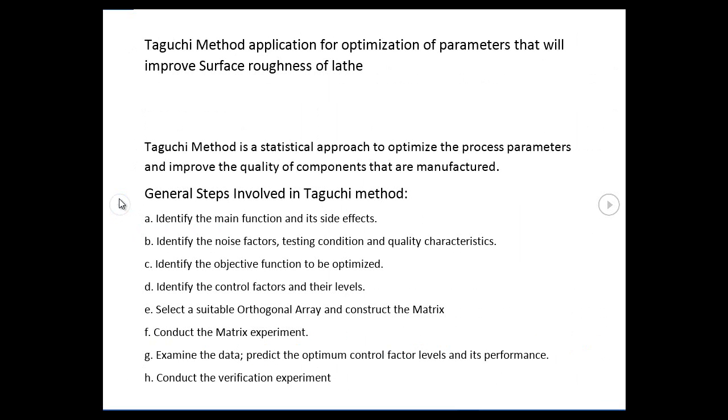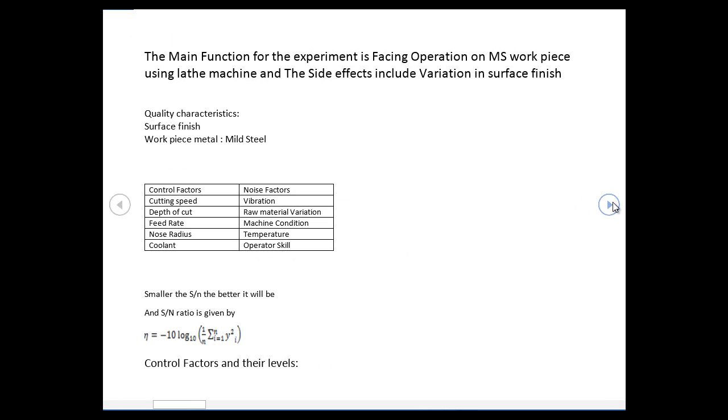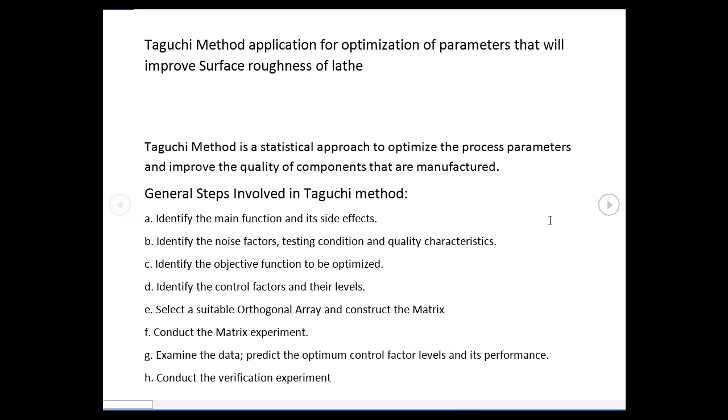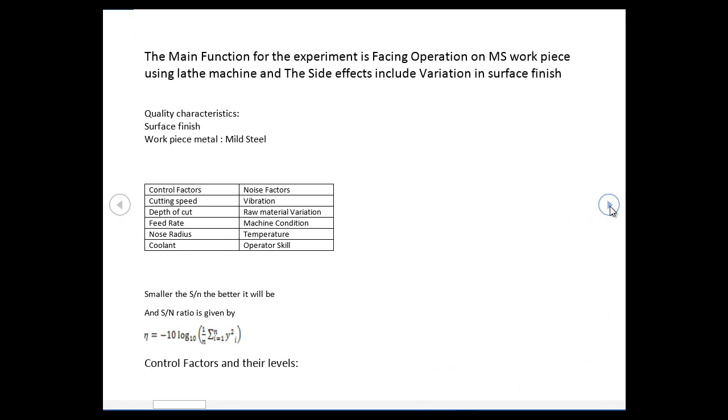It also includes the conduction of the matrix experiment, and I need to examine the data and predict the optimal control factors, levels, and its performance. When you look at the quality characteristic, it is surface finish. The surface finish of the metal needs to be good, and in this case, the workpiece metal that I considered was mild steel.